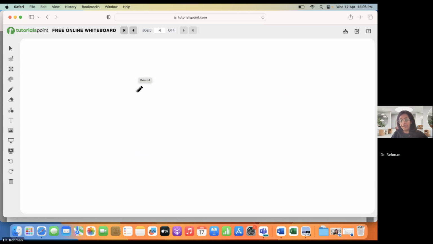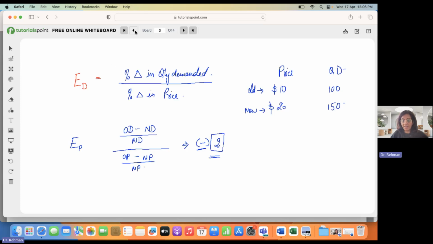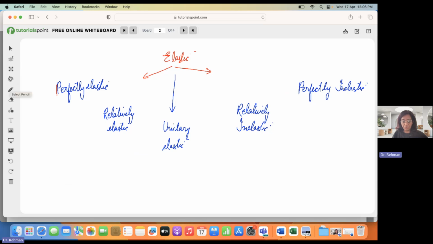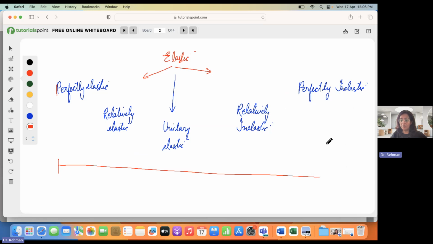Now, elasticity of demand can have values. What kind of values do we find in elasticity? I'll let you know here. There is a band of values that are possible in the elasticity of demand. At the center, the value would be 1. At this corner, the value would be infinity. And on the rightmost corner, the value would be 0.